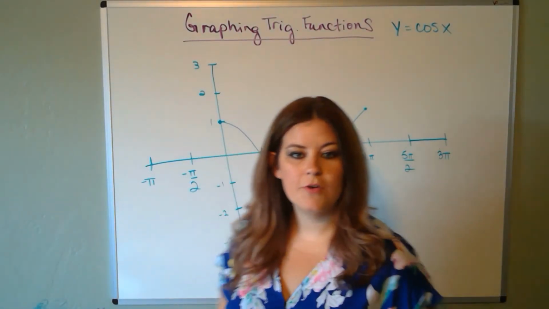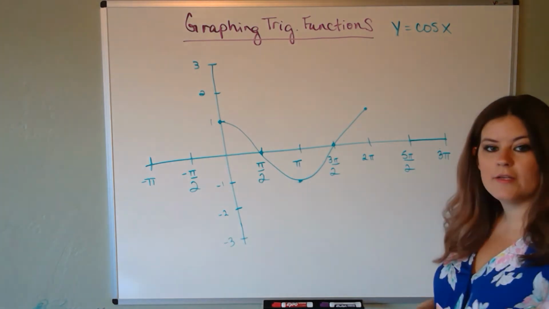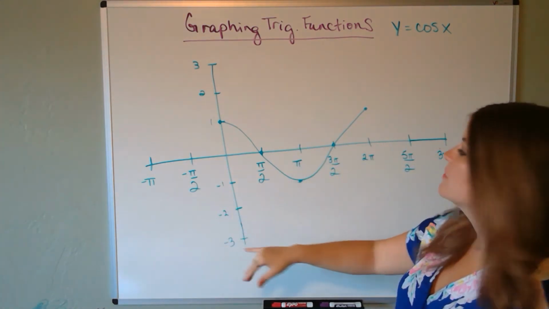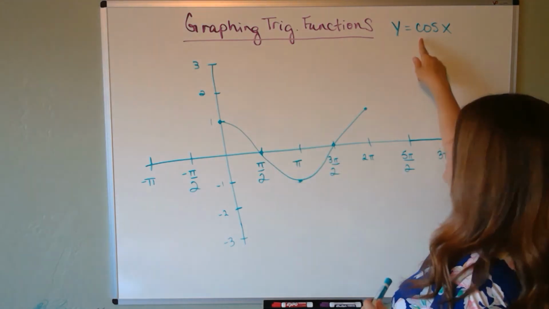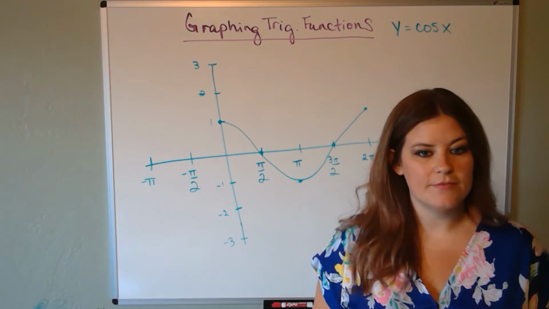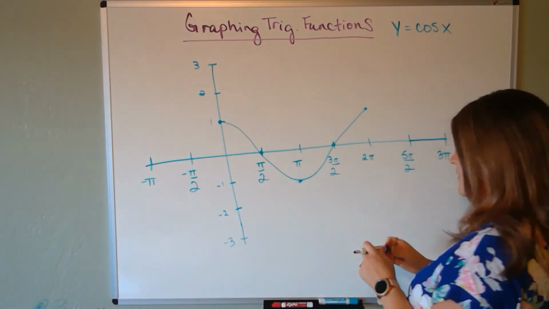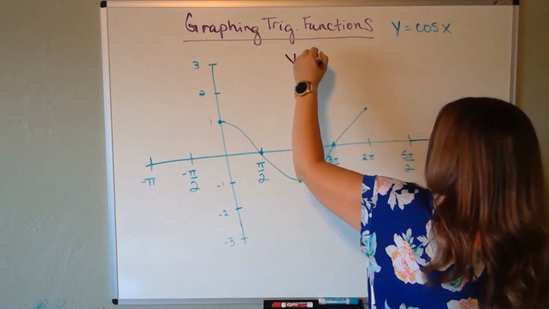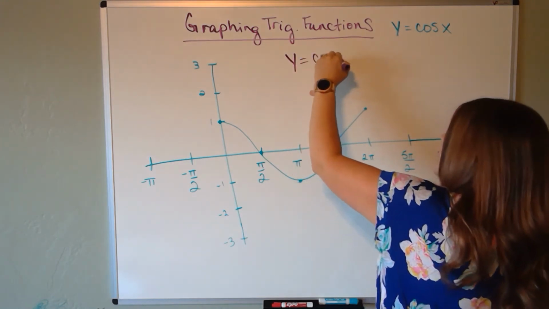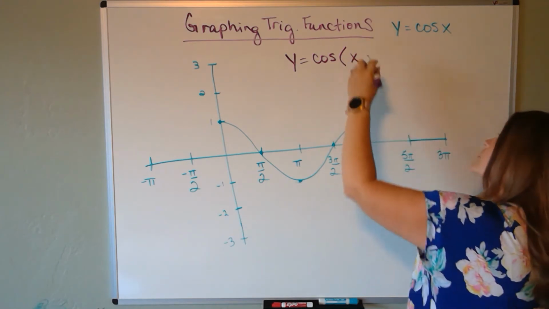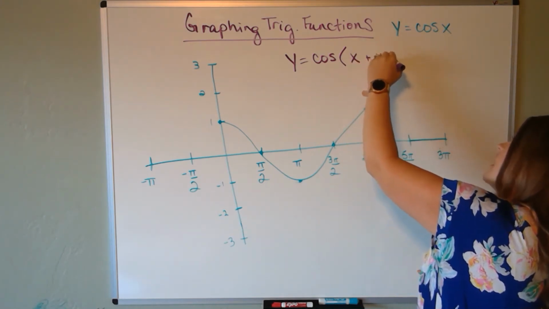So I've made a new graph because that one was getting a little crowded, but this is the same window that I had before. I've graphed the basic y equals cosine x again. Now we're going to talk about how to shift it left or right. So I want to graph the equation y equals cosine of x plus pi.